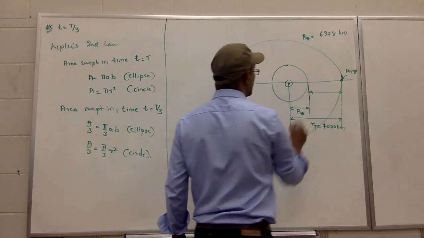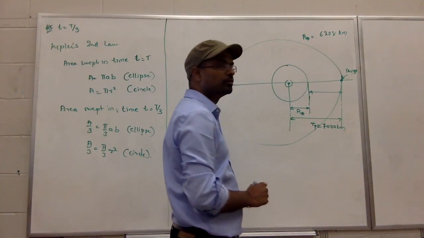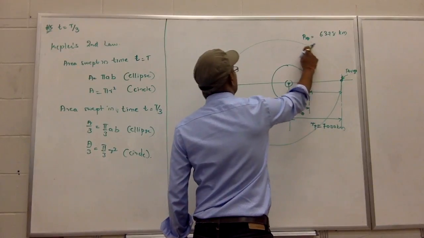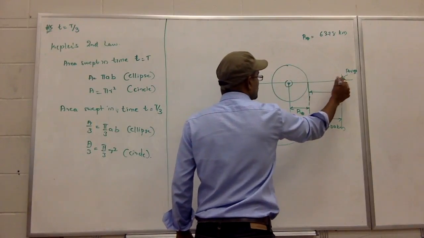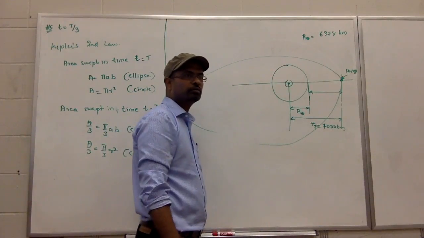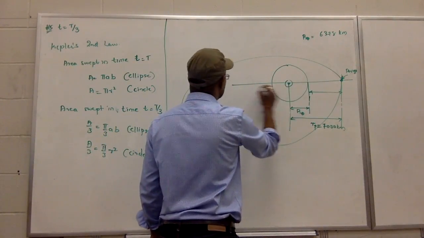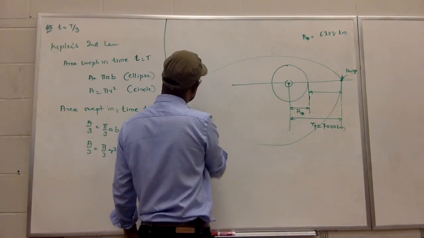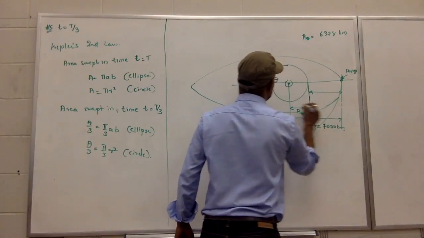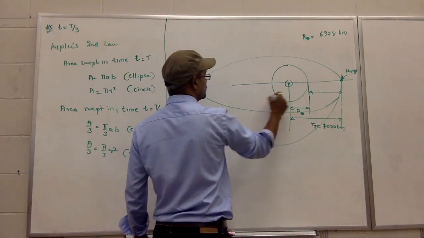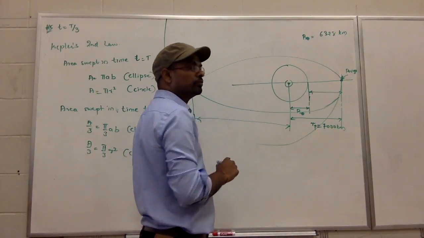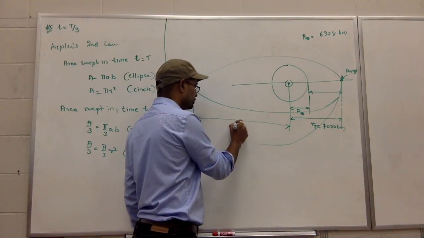And this distance will be, what is apogee? 70,000. So if you look at this, it will be somewhat like this. Okay, so this distance is the apogee radius.